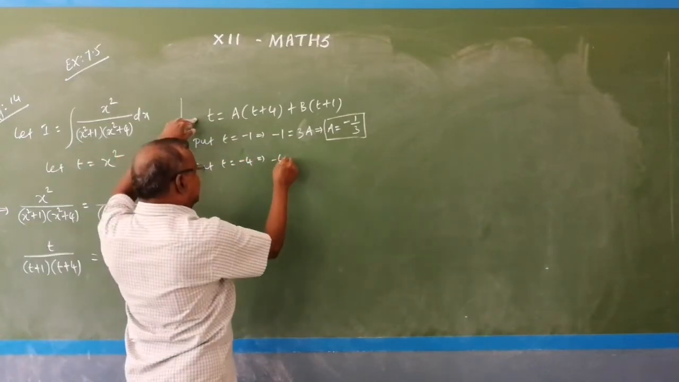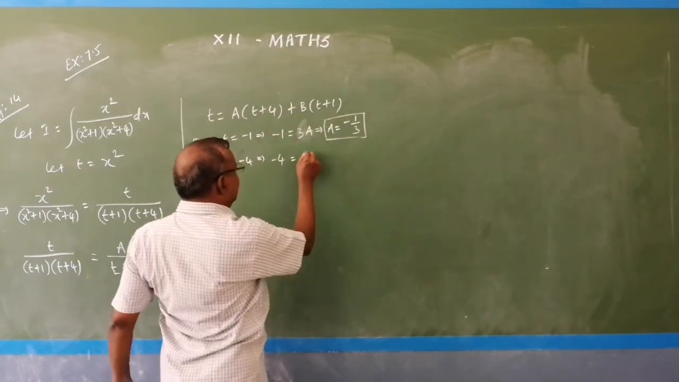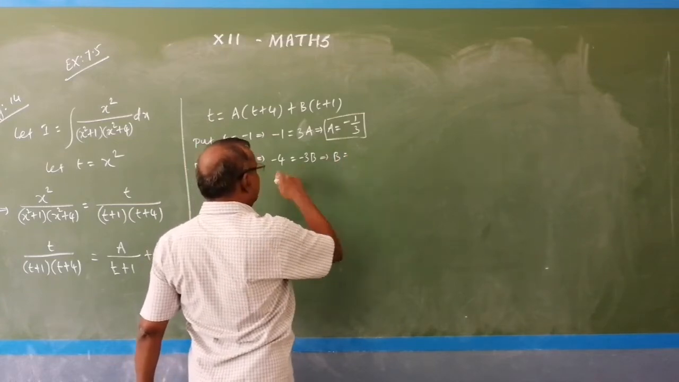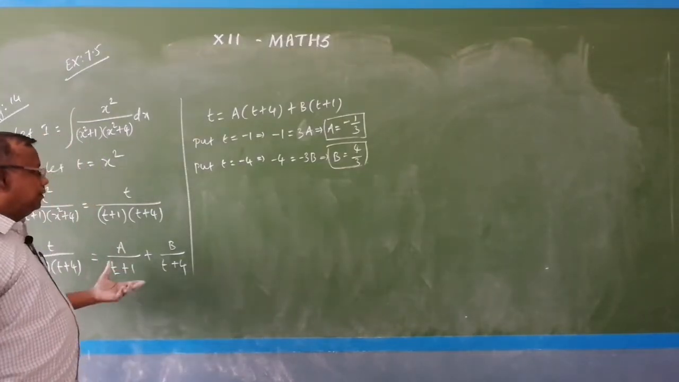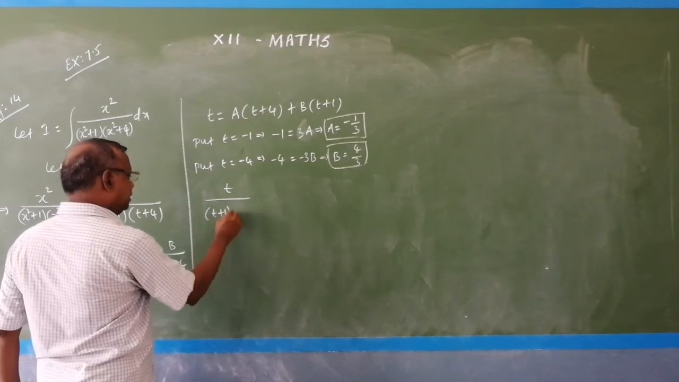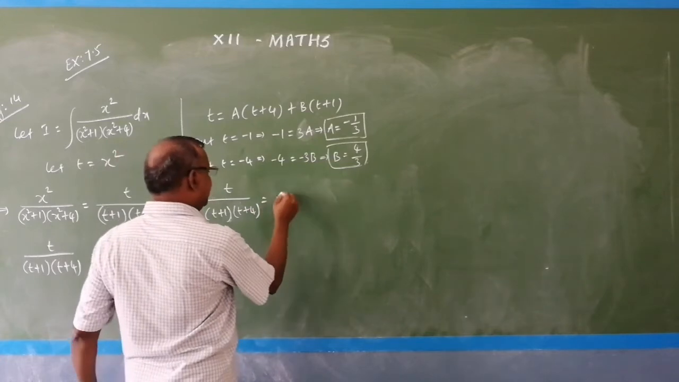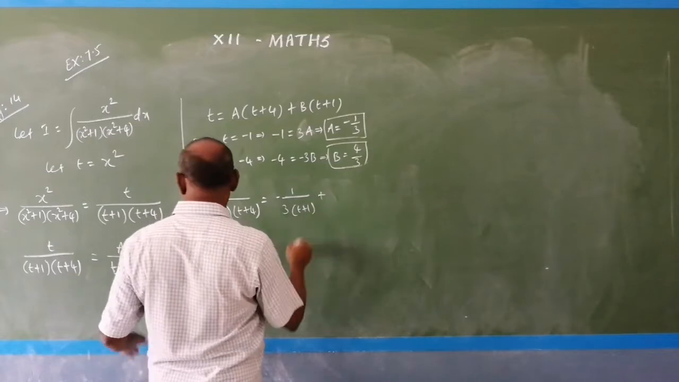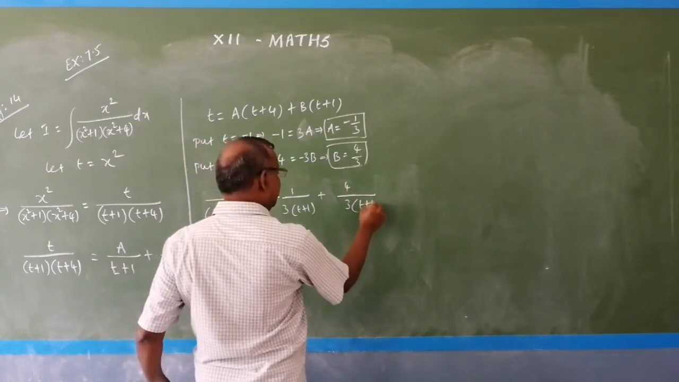And put t equal to minus 4. Here the first term will be eliminated, so minus 4 equals b into minus 4 plus 1, that is minus 3b, which gives b equal to 4 by 3. Now, we have simplified this. So, t by t plus 1 into t plus 4 is equal to, a means minus 1 by 3 into 1 by t plus 1, plus b means 4 by 3 into 1 by t plus 4.